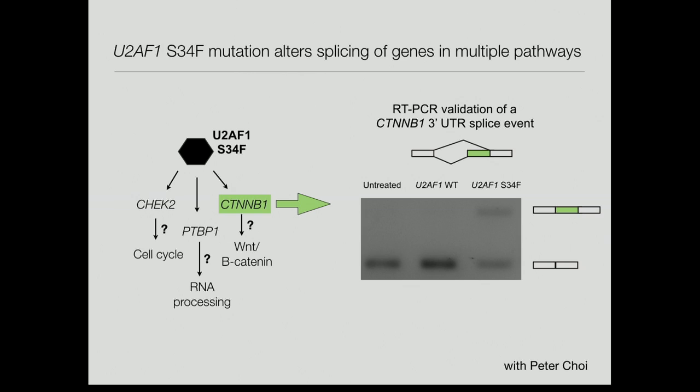So this event occurred in the 3' UTR of beta-catenin. We tried to follow up a little bit on whether it's affecting beta-catenin expression or downstream pathways, or the pathway that beta-catenin is involved in, and we didn't see anything obvious from that analysis. So it's still unclear, even though we're seeing this very conserved splicing change, how that's actually affecting the pathway.